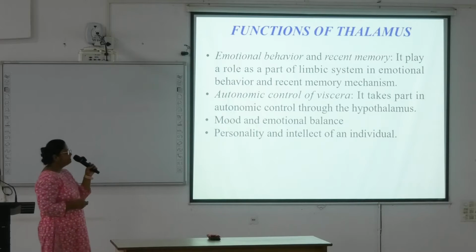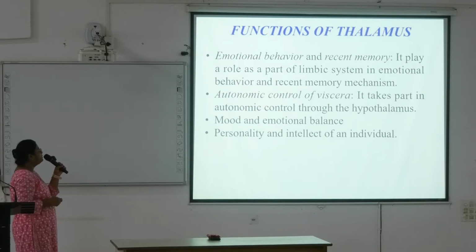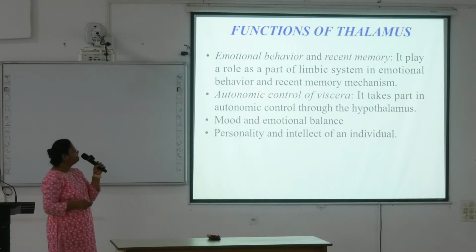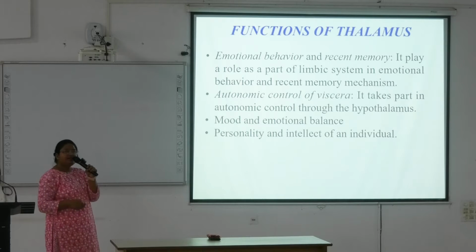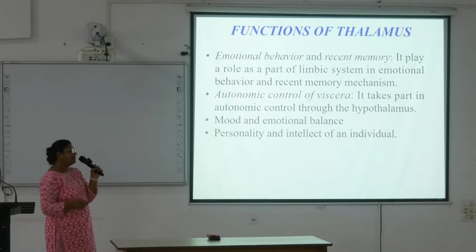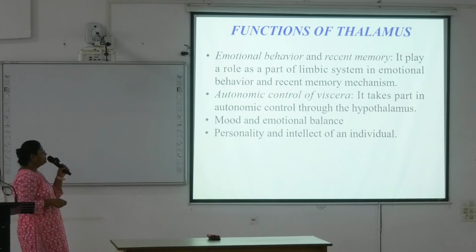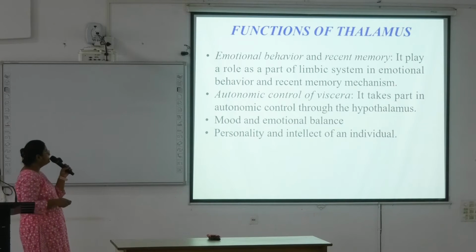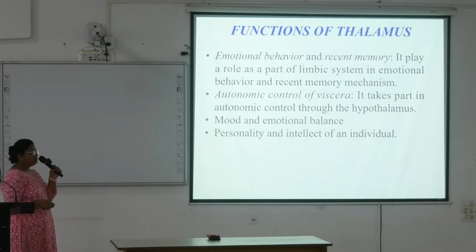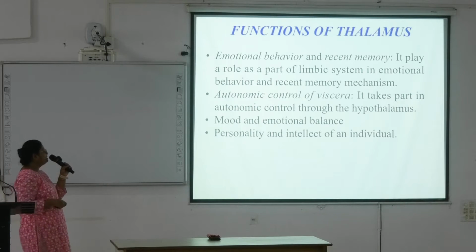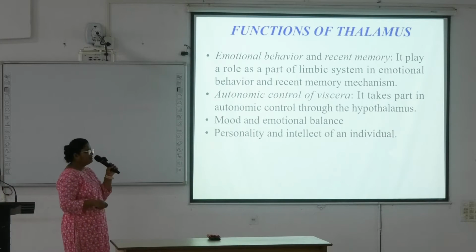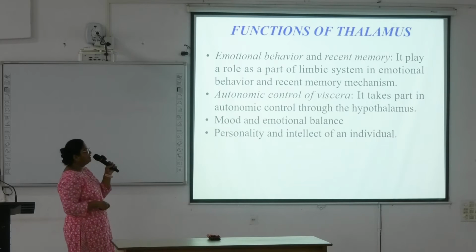Next, emotional behavior and recent memory. It plays a role as a part of limbic system in emotional behavior and recent memory mechanism. Autonomic control of viscera. It takes part in autonomic control through the hypothalamus, helps in mood and emotional balance. Personality and intellect of an individual also depends on thalamus.